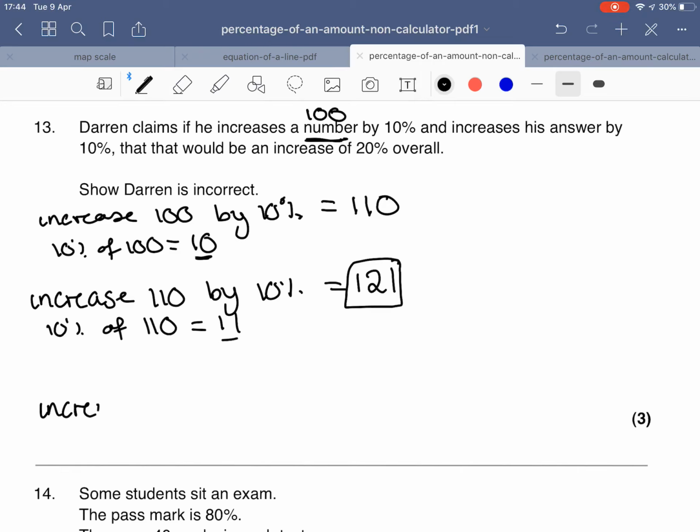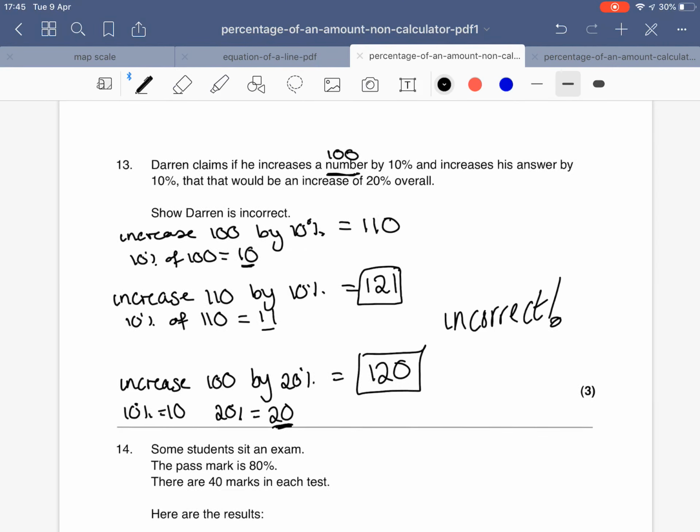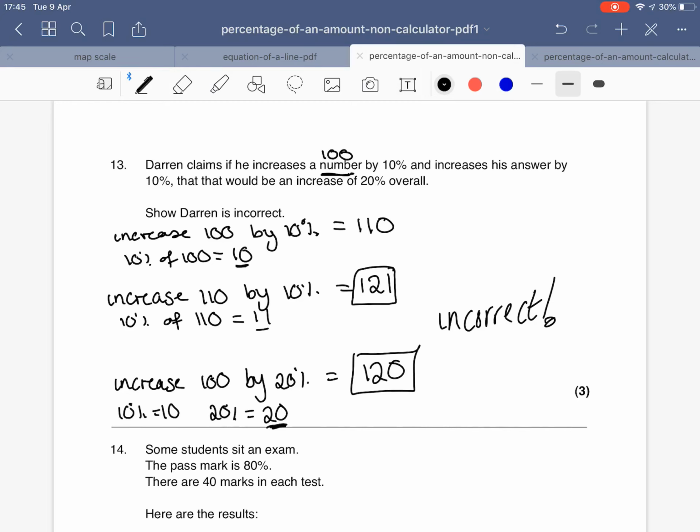So increase 100 by 20%. I know 10% is 10, so 20% is 20. So I'm going to add the 20 to the 100 to get 120. So nope, he is incorrect. So it's added an extra pound for this one. So increasing the number and then increasing it again is not the same as increasing it by 20%. They love doing trick questions like that.